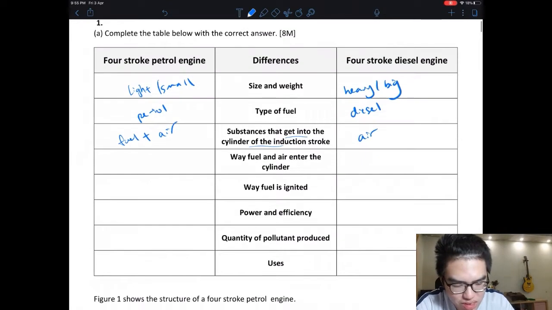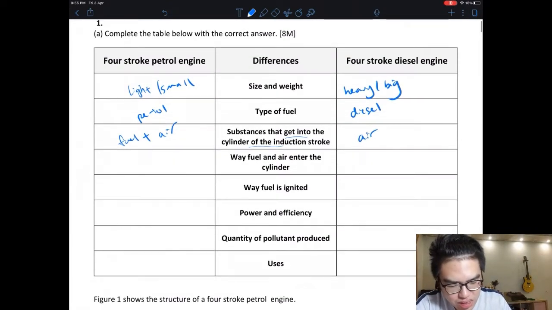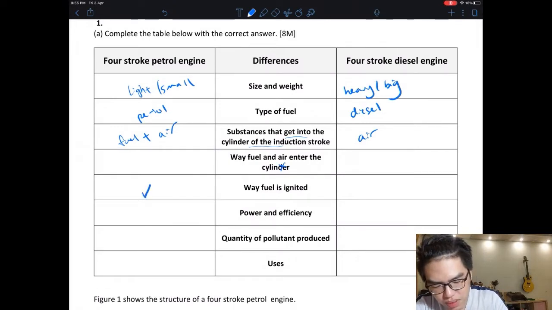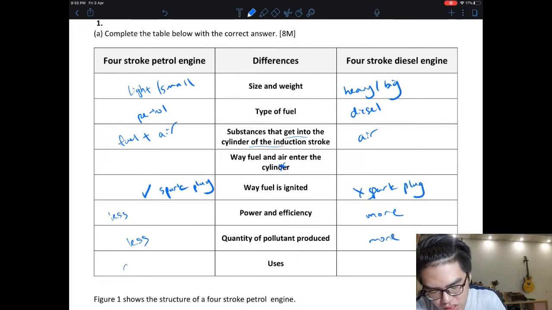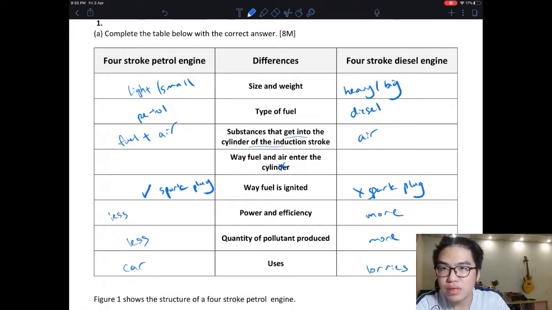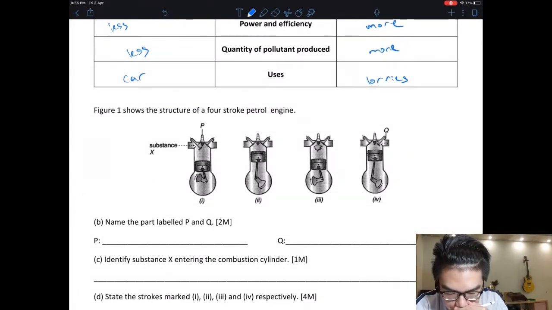I'm not talking about this. This one has a spark plug, this one has no spark plug. Power efficiency: less power, less efficient, this one more. Quantity of pollutant: this is less, this is more. Users: this is car, this is lorries. So simple.